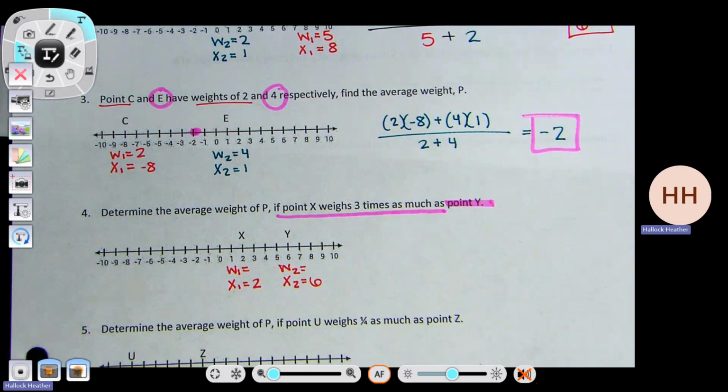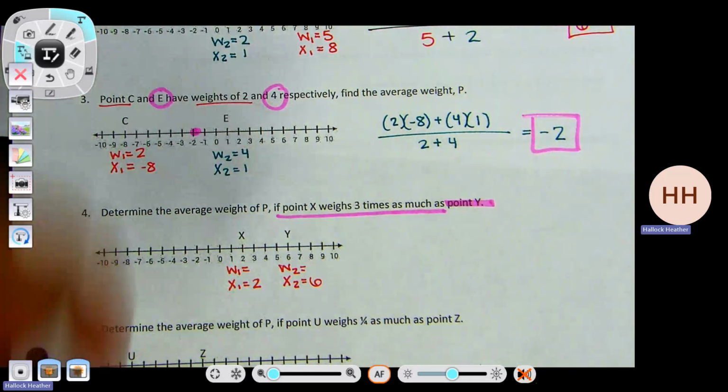Anybody else? Is there anything else I could do? Use 3 and 9. I could use 7 and 21. I can use 4 and 12. I can use 2 and 6, 5 and 15. It doesn't matter. As long as it is 3 times as much, then that's all that matters.